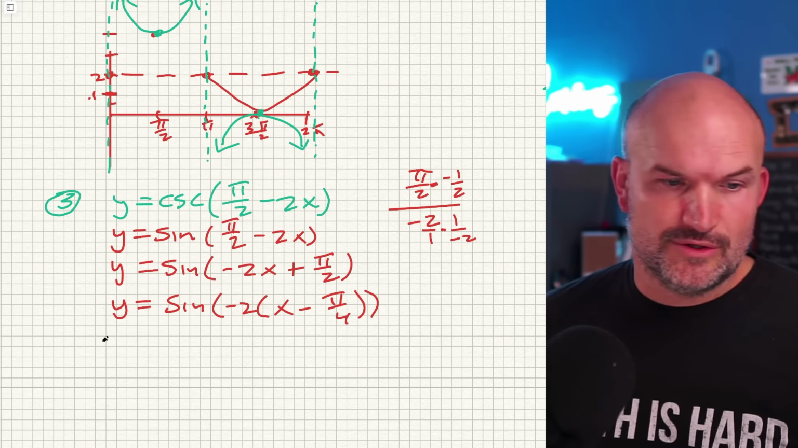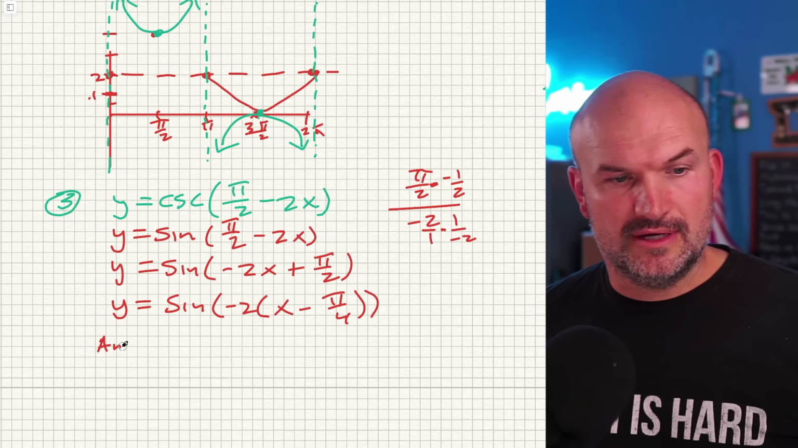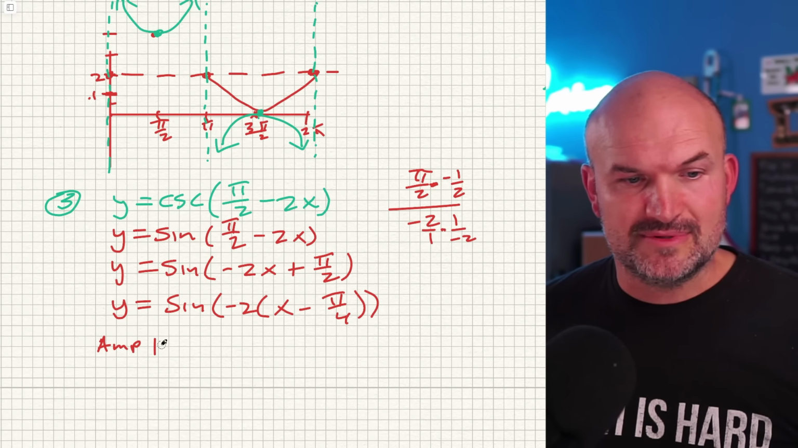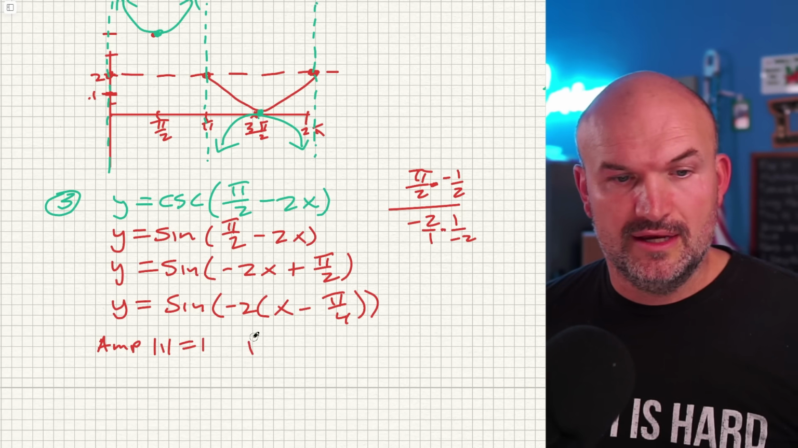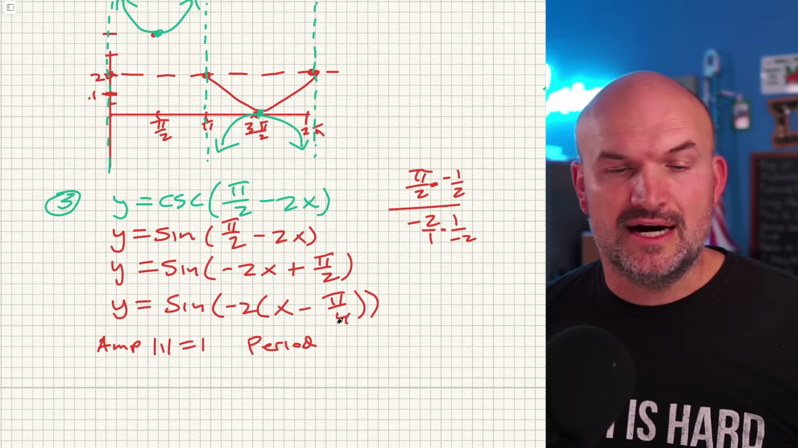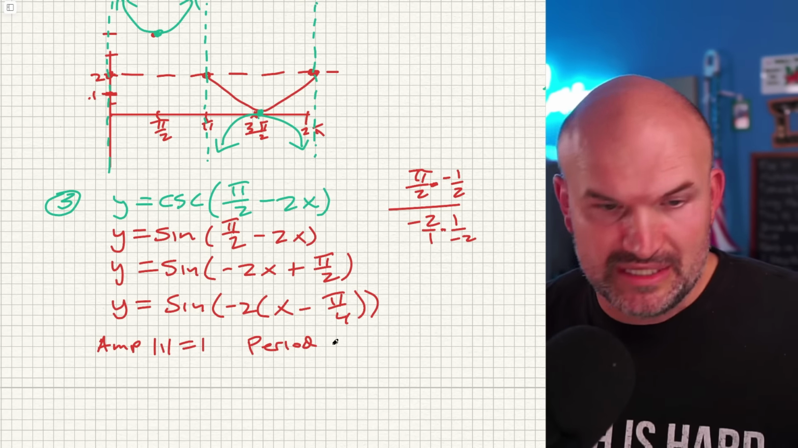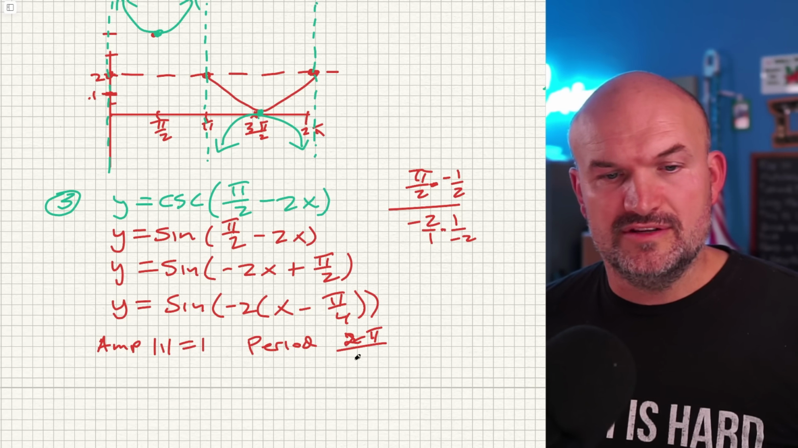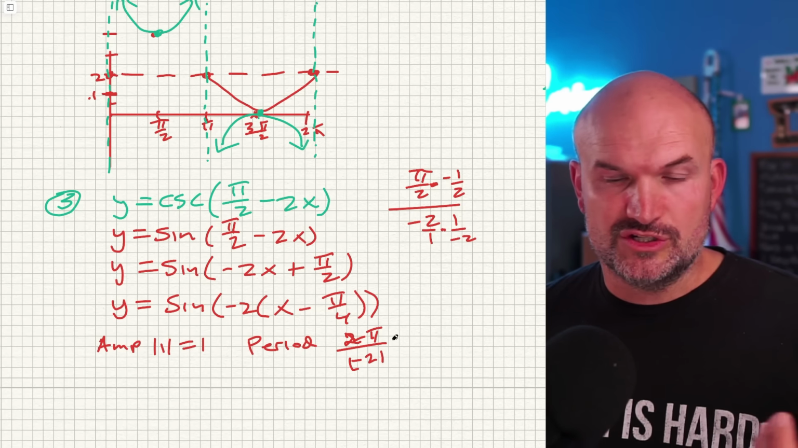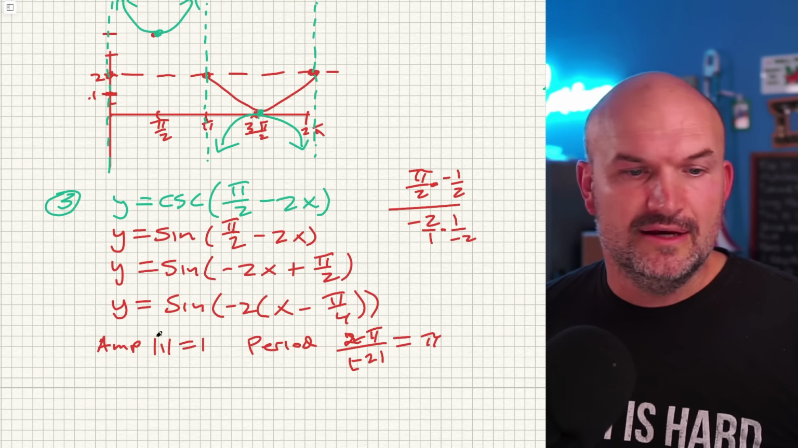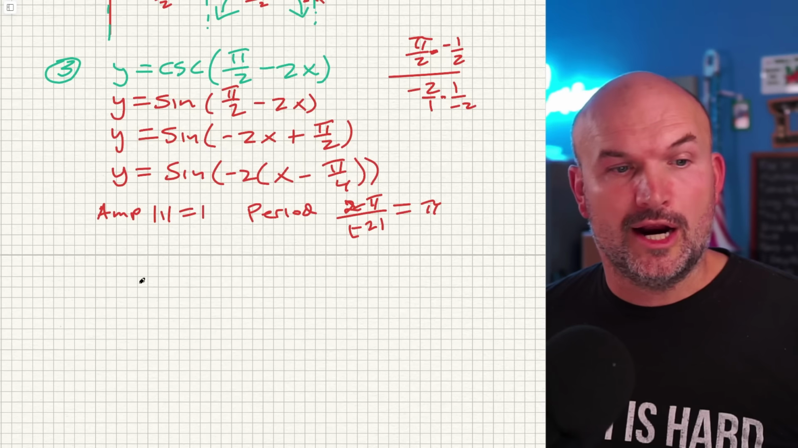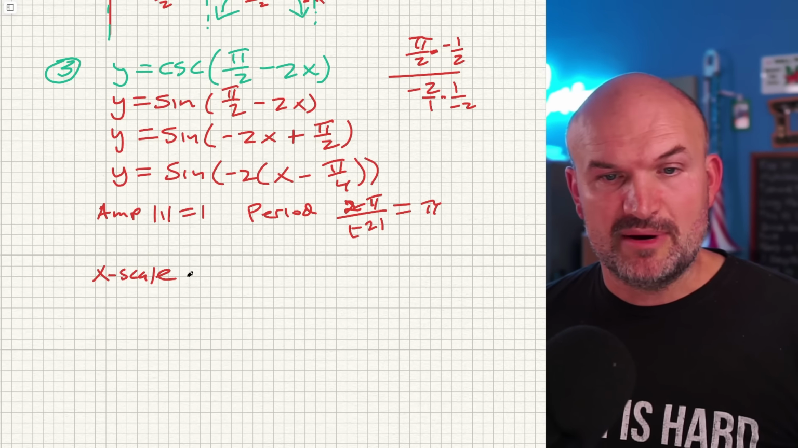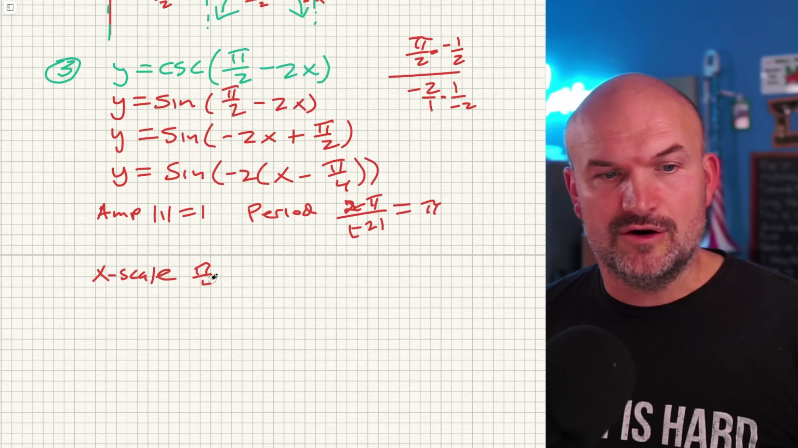All right. So let's go and identify our amplitude. Amplitude of sine, in that case, is just going to be the absolute value of 1, which is 1. Our period is going to be 2 pi divided by the absolute value of b. You can't have a negative period. So it's going to be 2 pi divided by the absolute value of negative 2, which is just 2. So that's going to give me a pi. And then remember, we have to identify what our x scale is. So our x scale is going to be our period divided by 4. So therefore, that's going to be pi over 4.